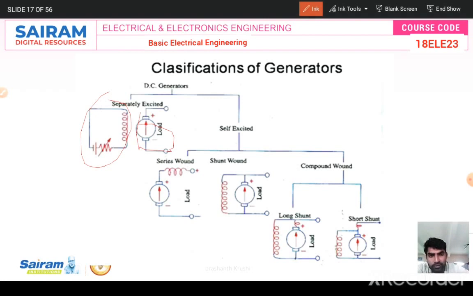Here, the series field winding is in series with the armature. In shunt wound, this field winding is parallel with the armature. Compound wound is a combination of both shunt and series. Here this field winding is parallel with both the armature and the series field winding. This field winding is parallel with only the armature, and this is the series field winding. This is the short shunt compound generator.